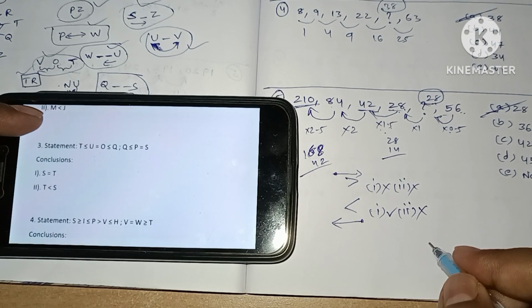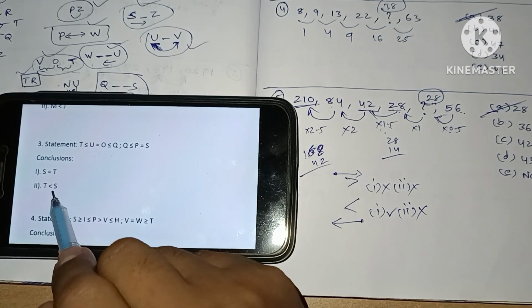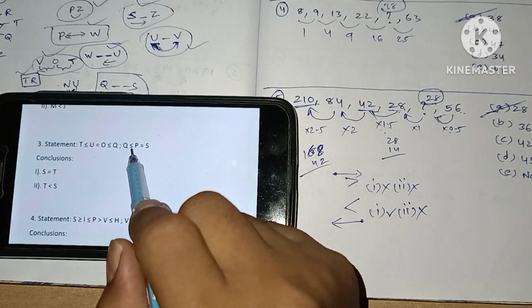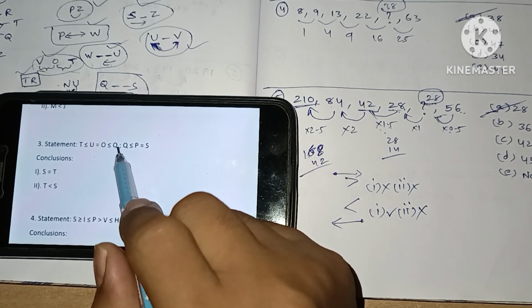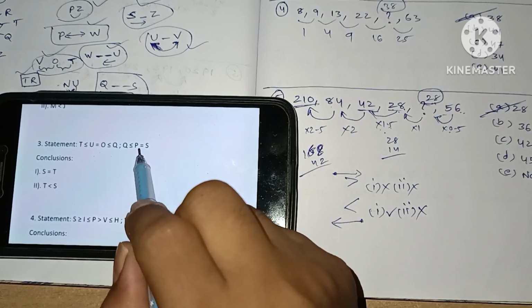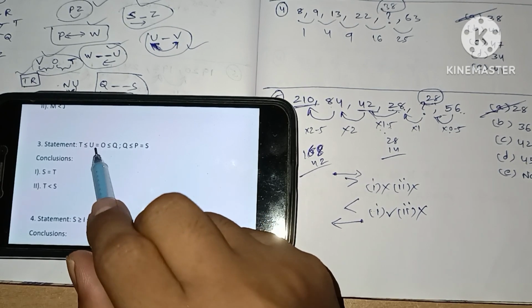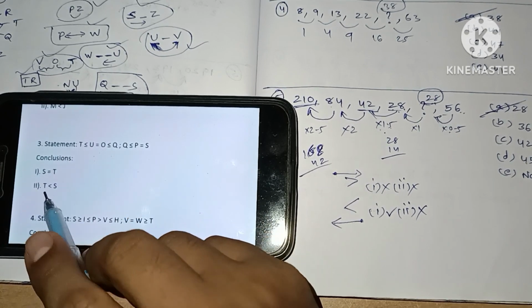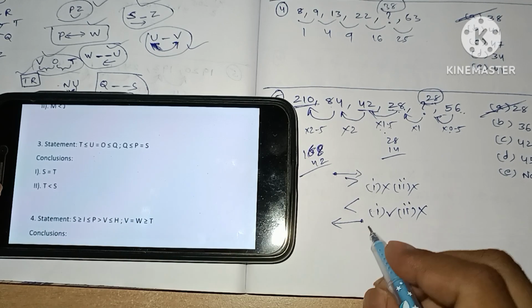Next we are going to see question number 3. The flow from S to T. From S we can reach to P and Q. From Q we can reach to T. But everywhere there is equal to also in our question. So individually these two statements will be false.